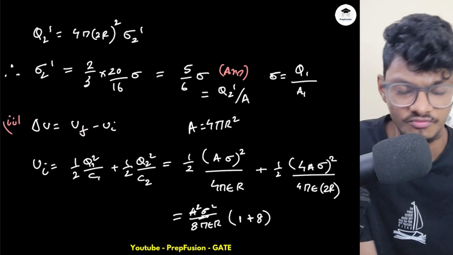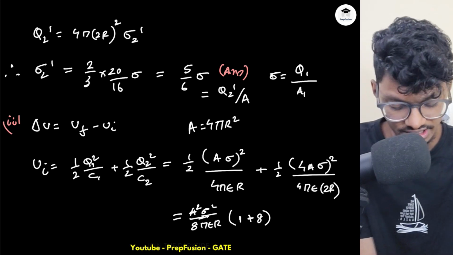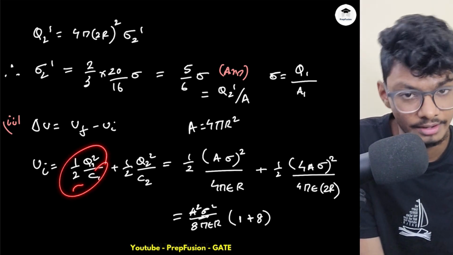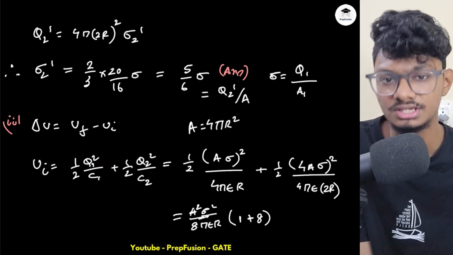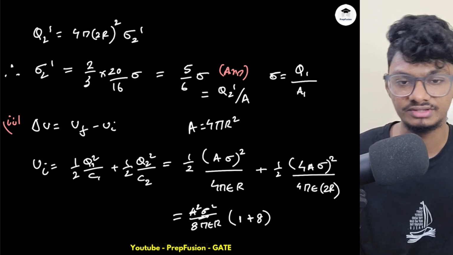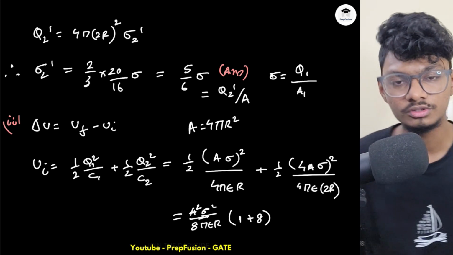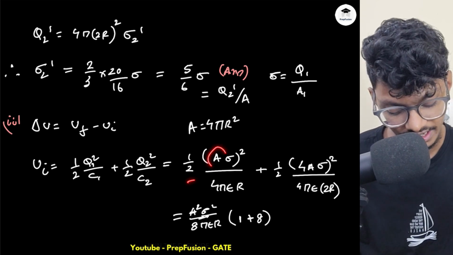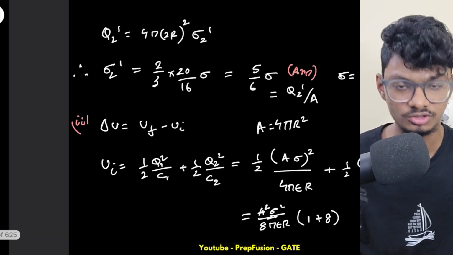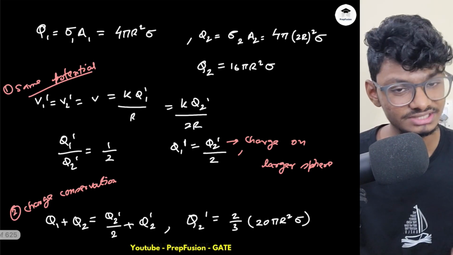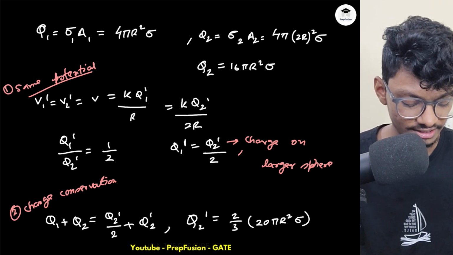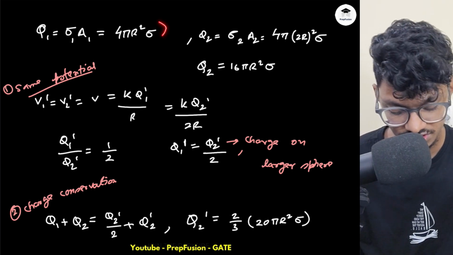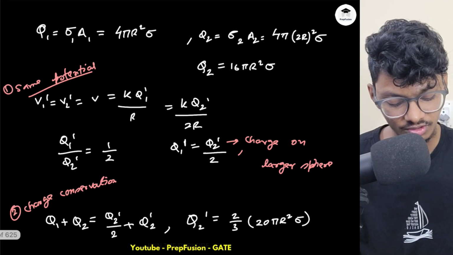For change in energy, I have to find initial energy and final energy. Initial energy is pretty simple. It is simply half. I am writing everything in terms of charge, because charge density is given. So it will be half into q square by c1 plus half into q2 square by c2. Now here I have named this variable a equals to 4 pi r square just for our simplicity, because in the examination hall also you can do the same. I have written a as the area of the smaller sphere, and then whatever will be the area of the larger sphere.